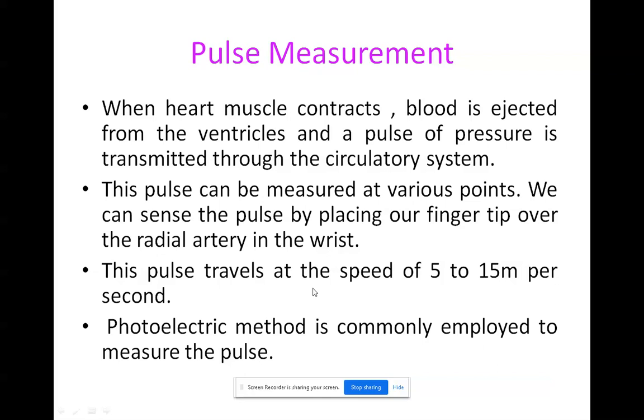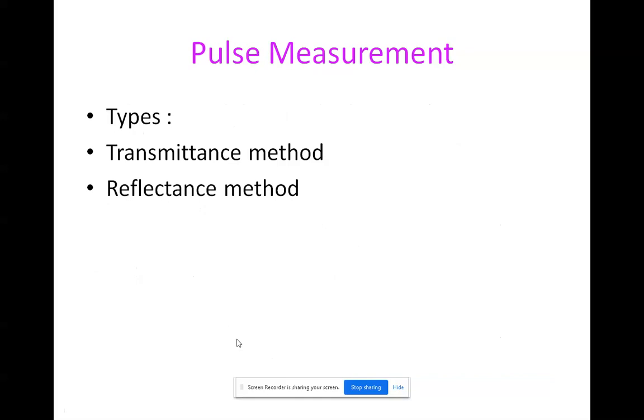Okay, this pulse travels at the speed of 5 to 15 meters per second. Per second it will be running 5 to 15 meters. Then the photoelectric method will be used for measuring the pulse. So what is the photoelectric method? Light energy which will be converted into an electrical signal.